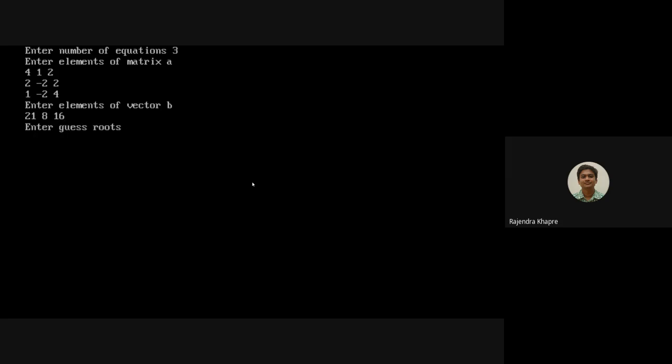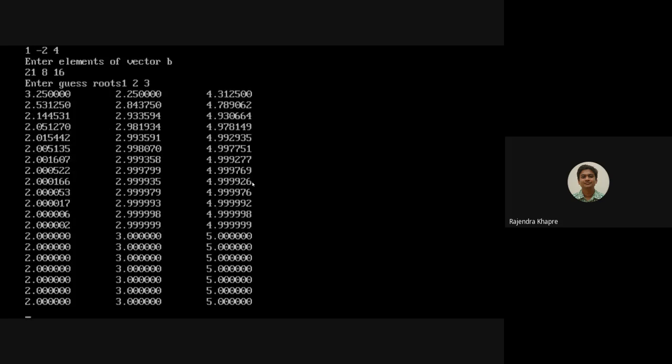It asks how many equations. I have only three equations. Matrix A is 4, 1, and 2; the second row is 2, minus 2, and 2; the third is 1, minus 2, and 4. And the vector is 21, 8, and 16. We have chosen a guess root of 1, 2, and 3. So you see how many iterations it took.